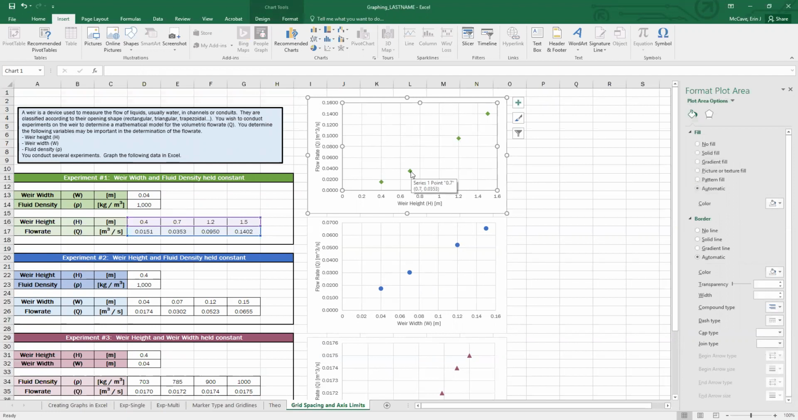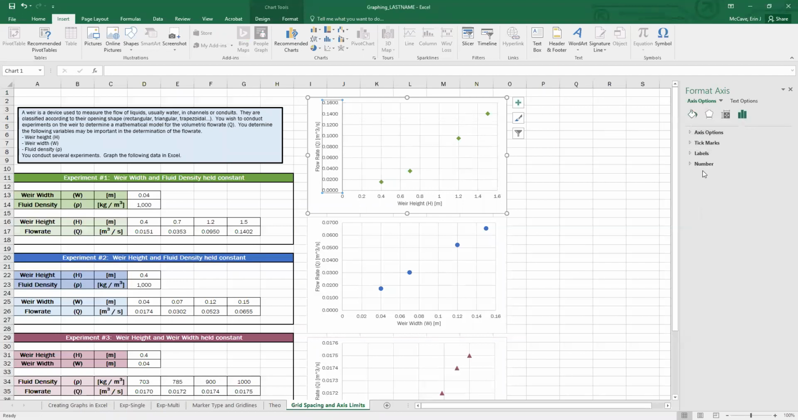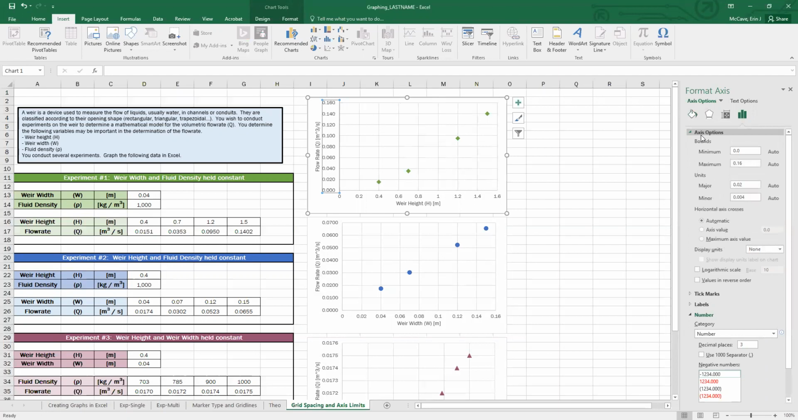I've got my green diamonds representing each of my points. Currently, if we look at our axes, we've got a bunch of zeros that shouldn't be there for our numbers. We can look at potentially taking this down to 3 decimal places, but we want to really look at our axis options, because should we be working in increments of 0.02 meters cubed per second, or should we be adjusting this into something that works better for our data set so that the points occur within our minor or major grid lines?